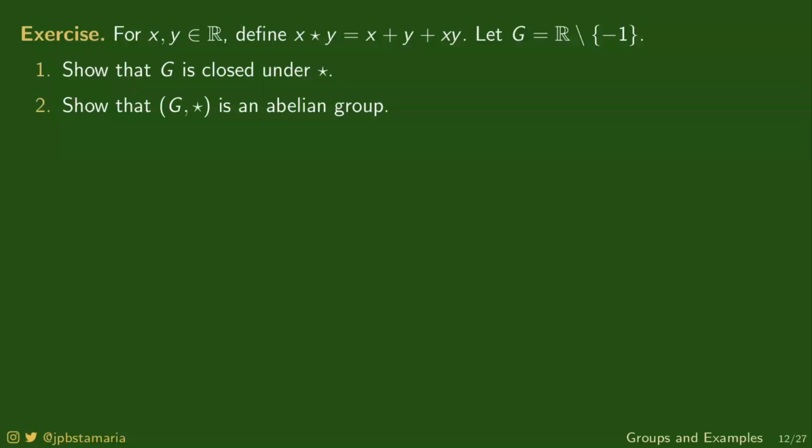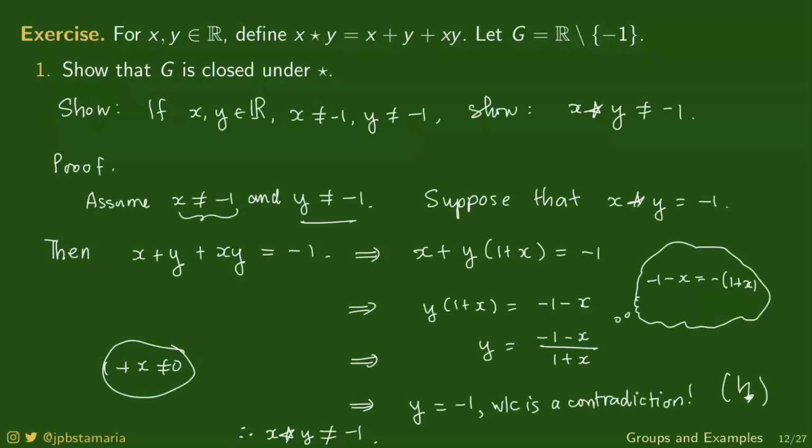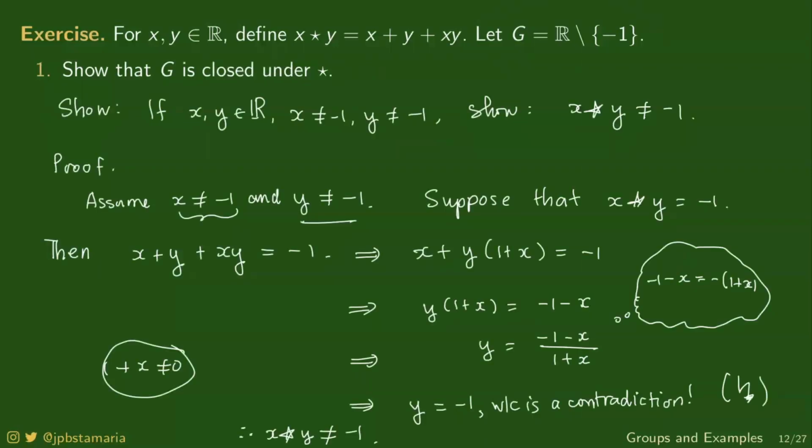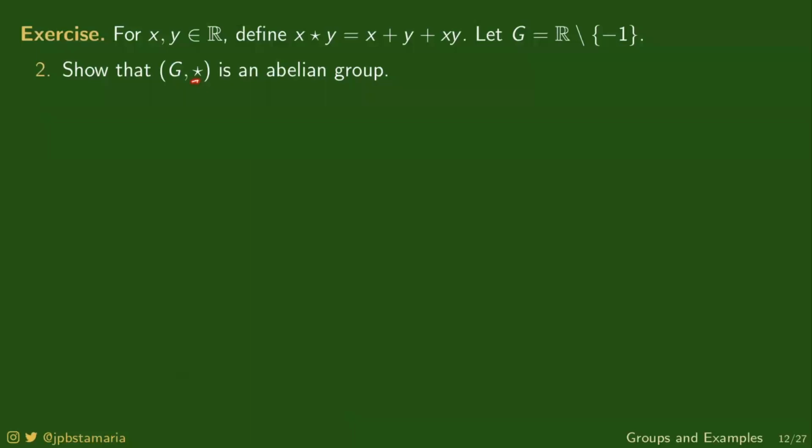For number 1, we did show that G is closed under star. If you can remember, this is the last slide we did. We showed that if x and y are not negative 1, then x star y is also not negative 1. Meaning to say, the product of two elements in G remains inside G. This closure property is important to check before proving that this is a group, because the closure property will guarantee you that star defined on G is a binary operation.